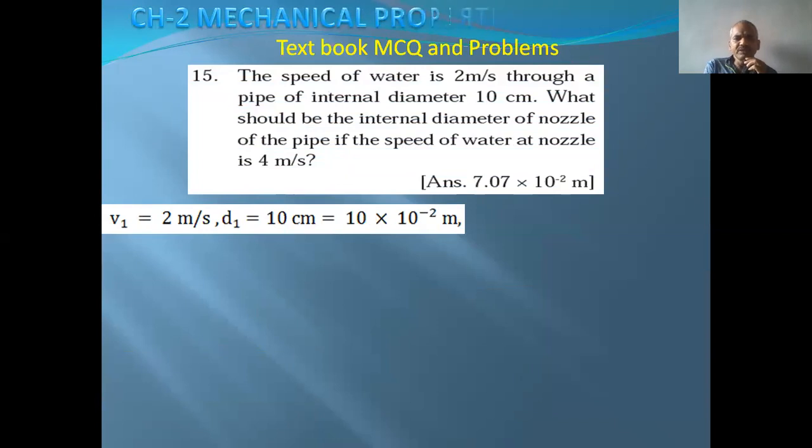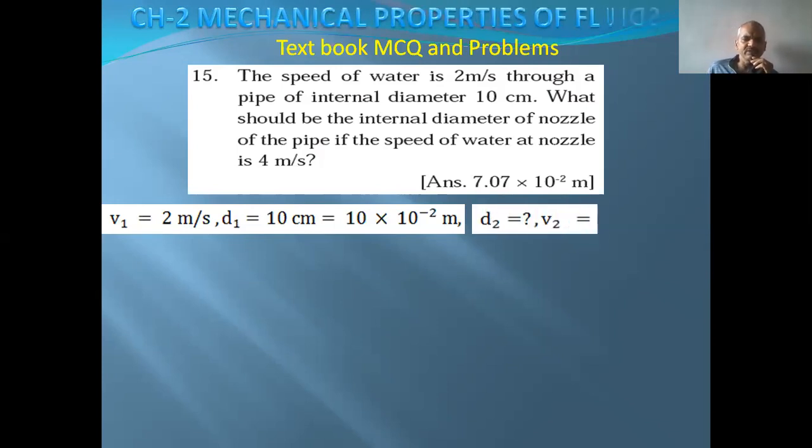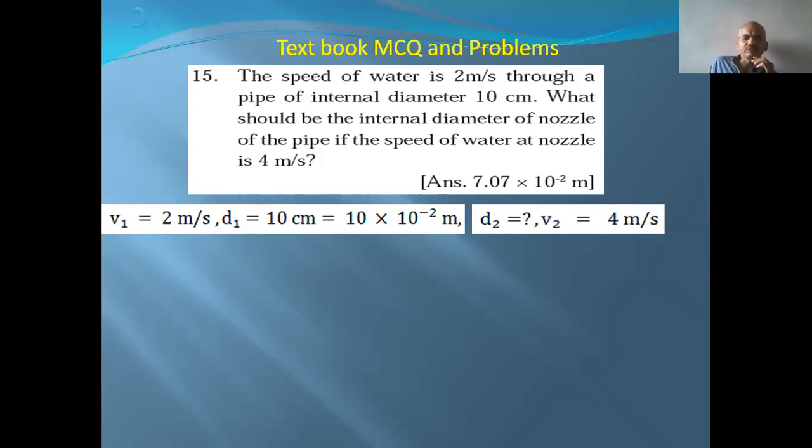Okay, what should be the internal diameter of the nozzle? There is a nozzle to this pipe at the end, whose diameter is small as compared to the pipe, and the water flows through this nozzle with the velocity 4 meter per second. Means here v2 is given, and we have to find out the diameter of the nozzle. d2 is to be determined.